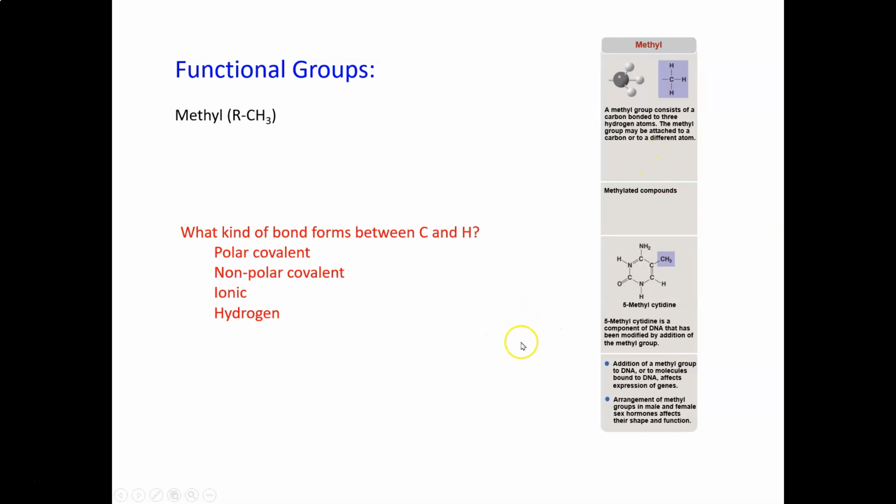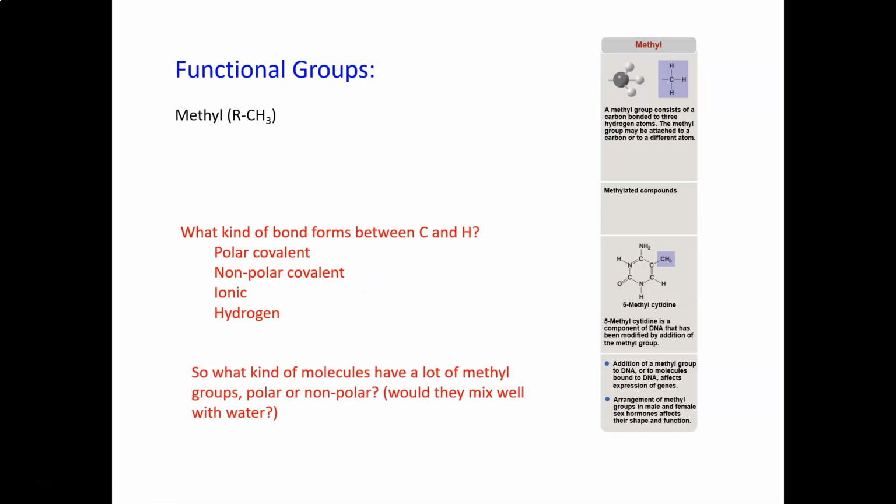So what kind of bond forms between carbon and hydrogen? We'll take a look at these. Since there's no charge distribution, it's a non-polar covalent bond. So non-polar, there's no charge distribution. We're just as likely to find an electron around any portion of the atom.